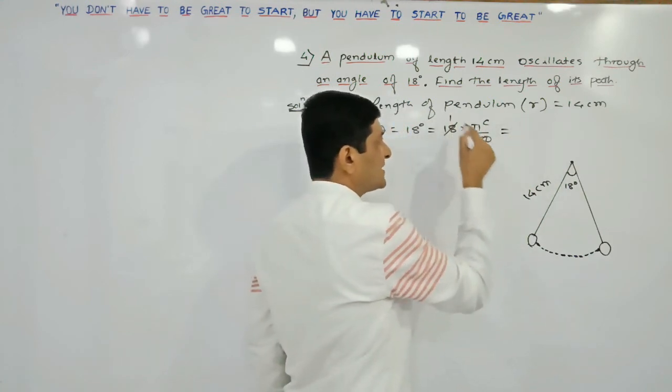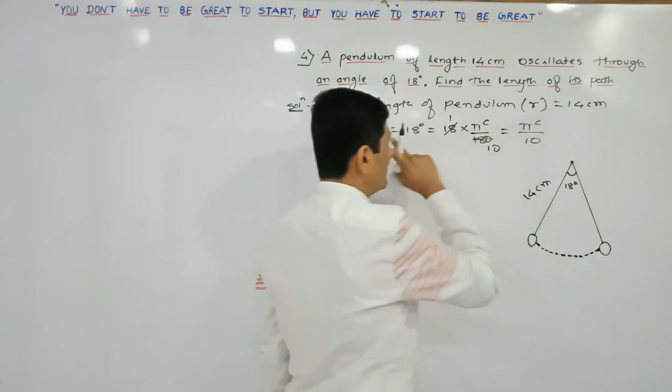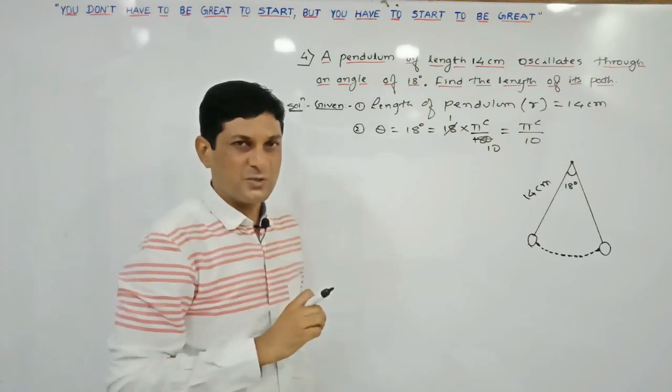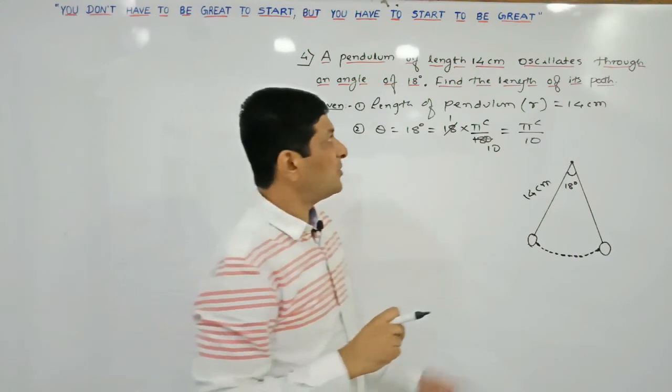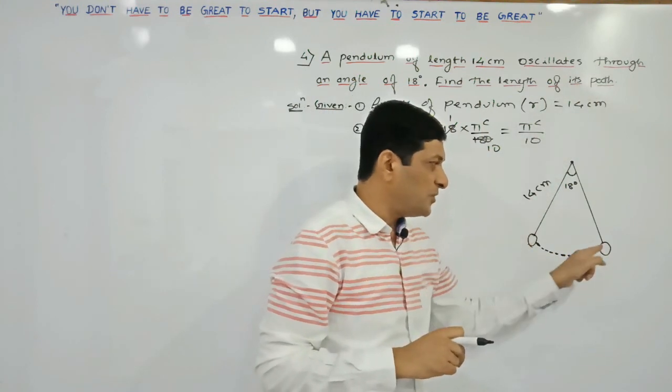So 18 ones are 18 and 18 tens are 180. So what result have we got here? Pi radian upon 10. Means the value of theta in radian is known to us. Now the question is to find out the length of its path. So the length of this path we have to find out.